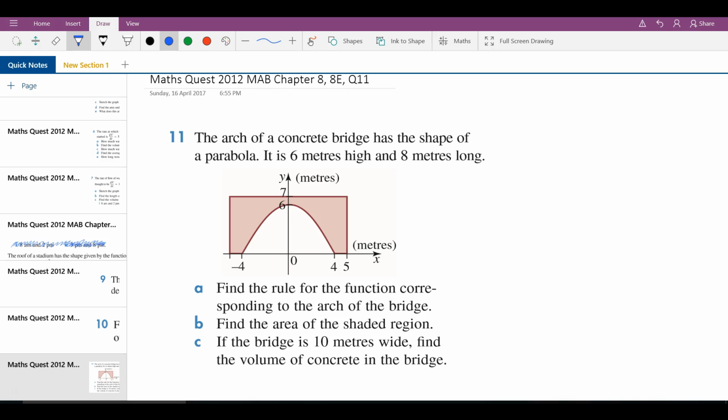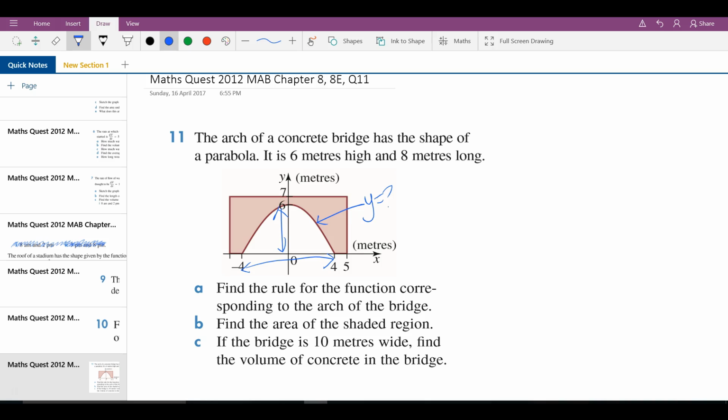Alright, question 11. The arc of a concrete bridge has the shape of a parabola. So this is the concrete bridge. Parabola. It is 6 meters high and 8 meters long. Find question A. Find the rule for the function corresponding to the arc of the bridge. So we have to find a function to represent this.